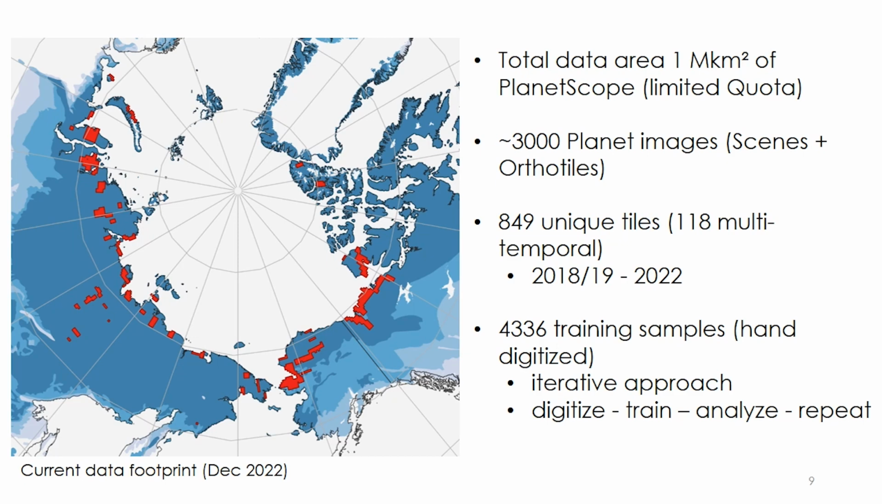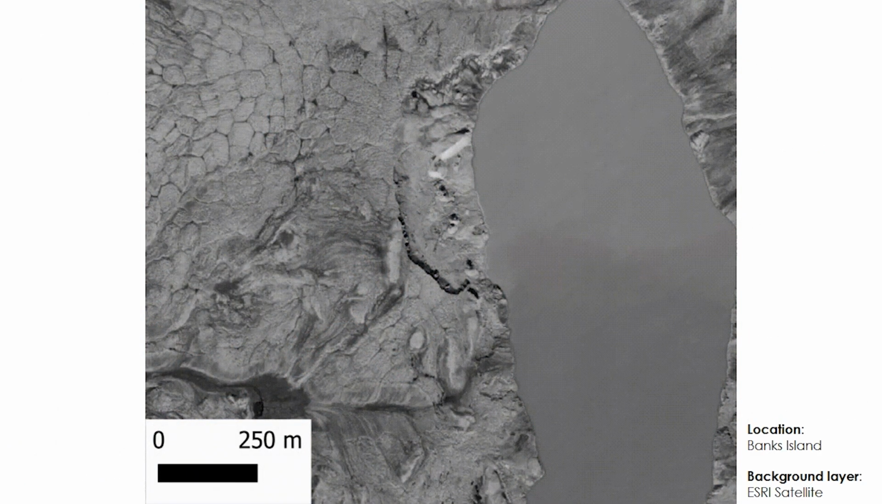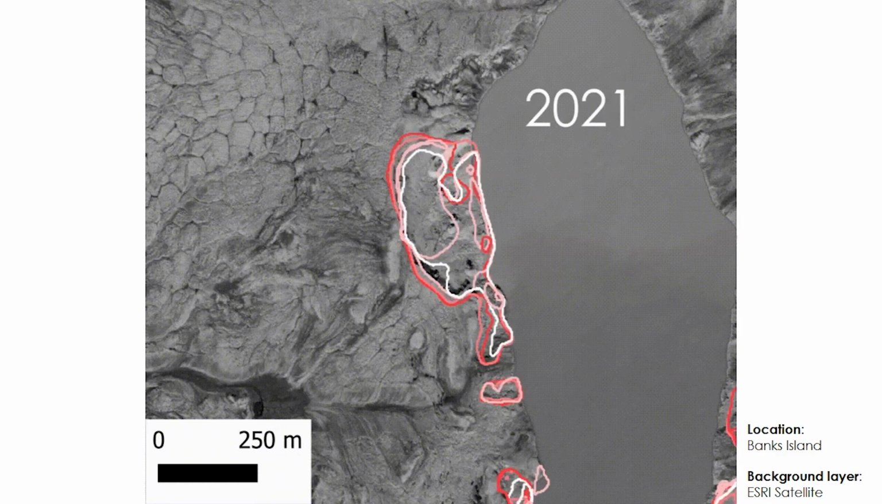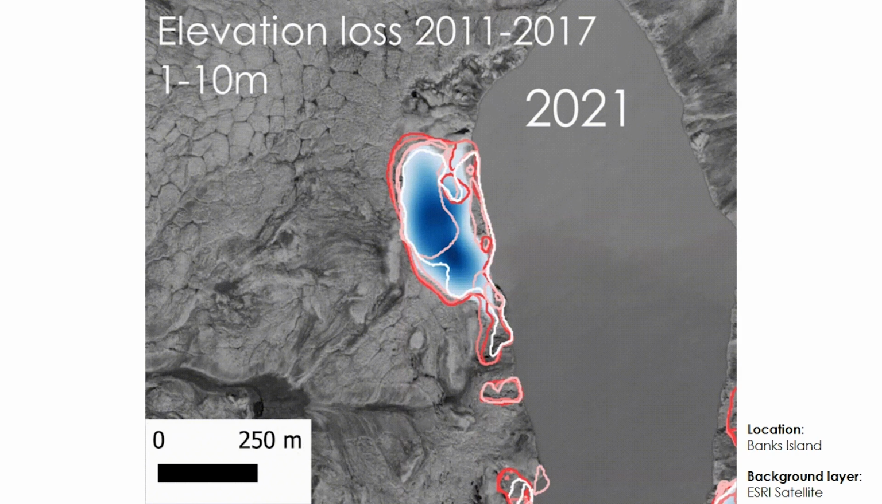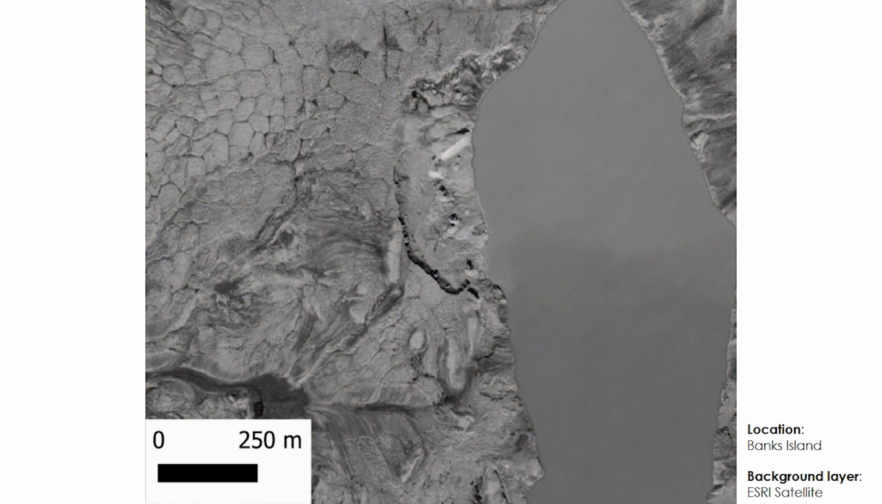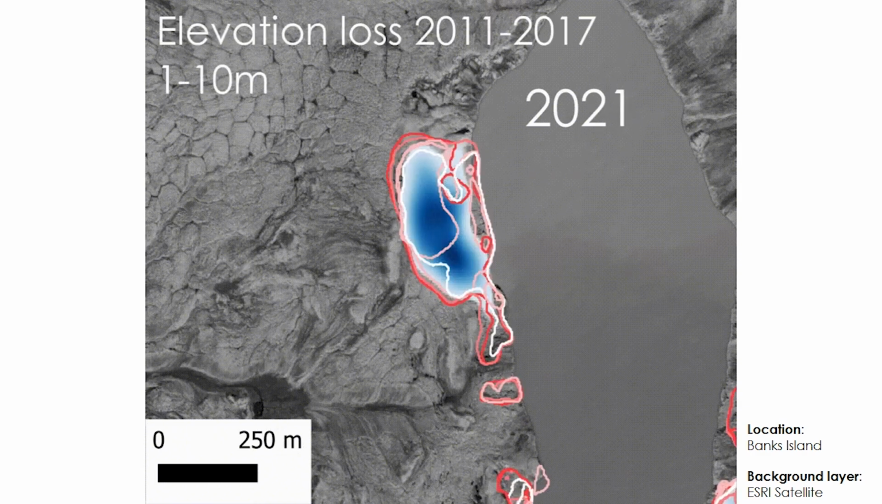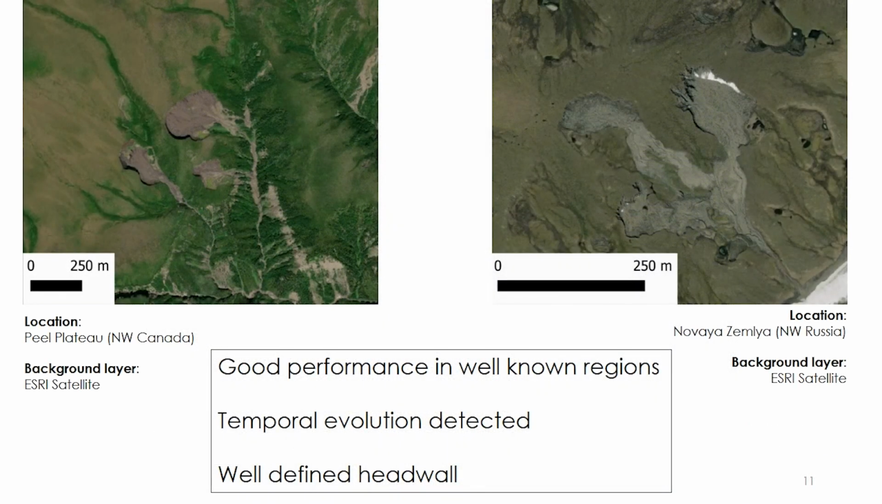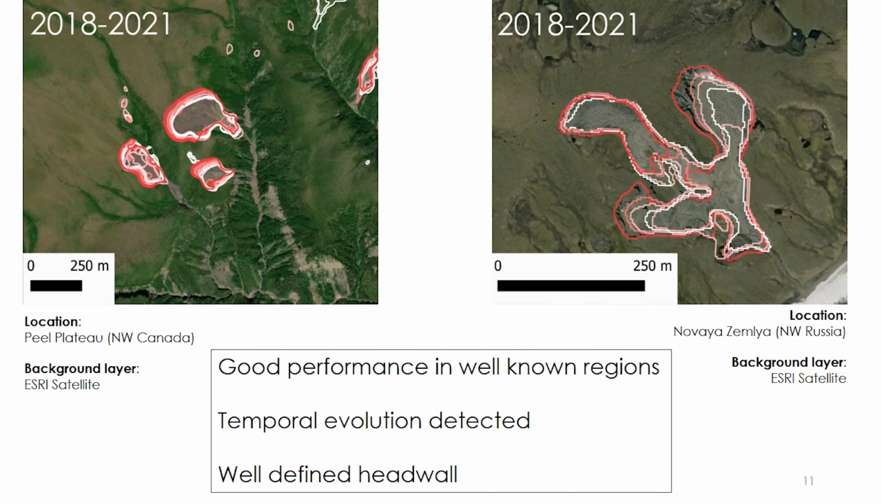This is an example from Banks Island of our data. In the background, you see the Esri satellite layer, and these are individual outlines of our model, what the model thinks. We see a nice gradual expansion of this thaw slump, which gets covered quite well. In blue you see the 3D information of the elevation loss, which is calculated from TanDEM-X data. We also have that in many other areas where it works quite well.